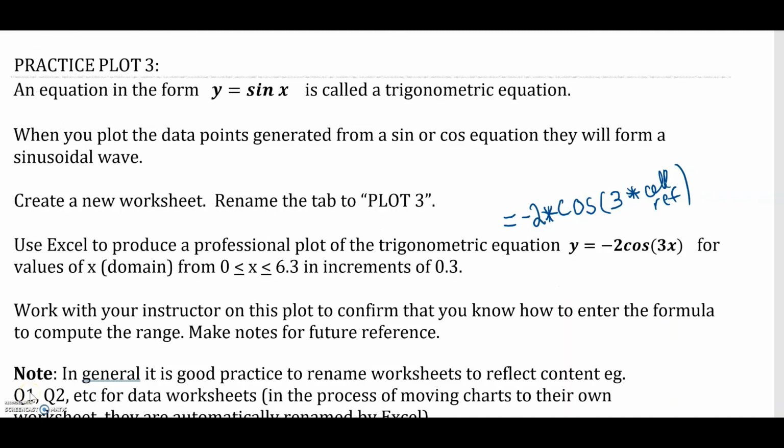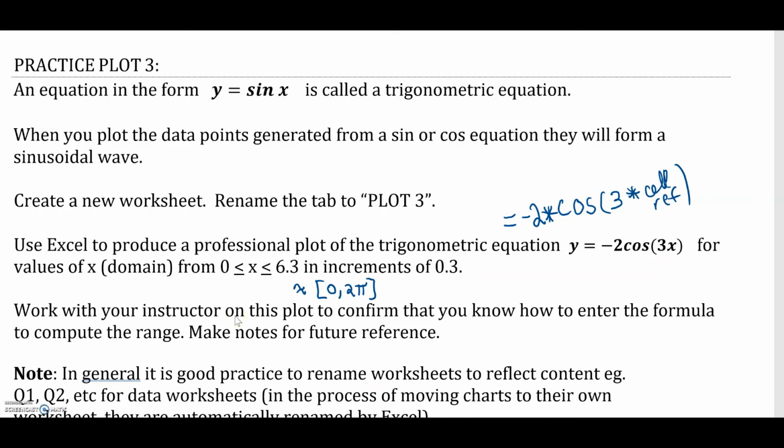The trigonometric functions in Excel calculate the value of the sine, cos, and tan function using values in radians. The domain from 0 to 6.3 may seem somewhat arbitrary, but this is approximately 0 to 2 pi. Remember that 2 pi is approximately 6.28. So we're actually graphing this function from 0 to 360 degrees.